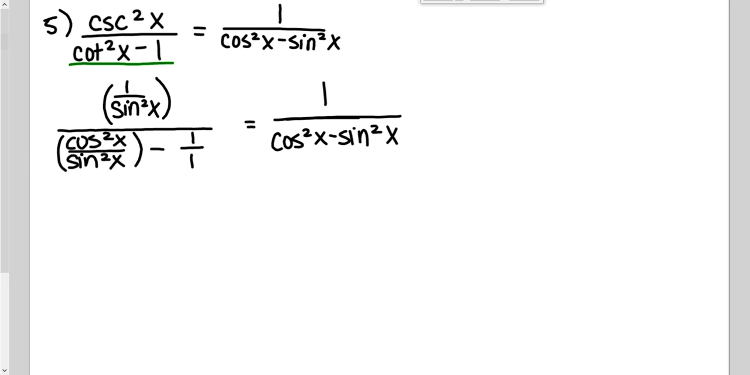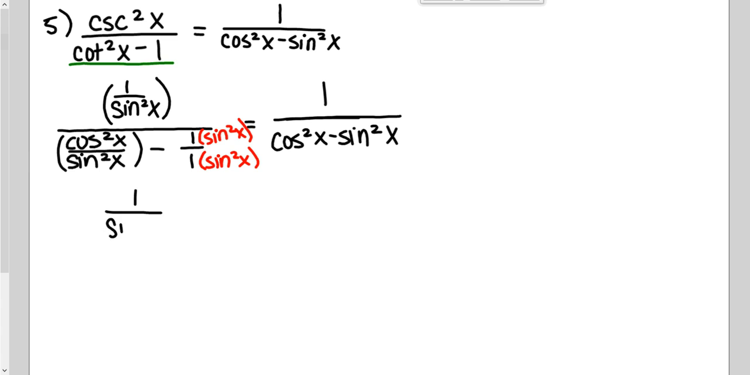I need common denominators. Well, right now the denominator here is sine squared x. I need to get the denominator here to be sine squared x. Well, I can multiply 1 by sine squared x. Having a denominator of 1 is always really easy because you just multiply by what you need. Okay.